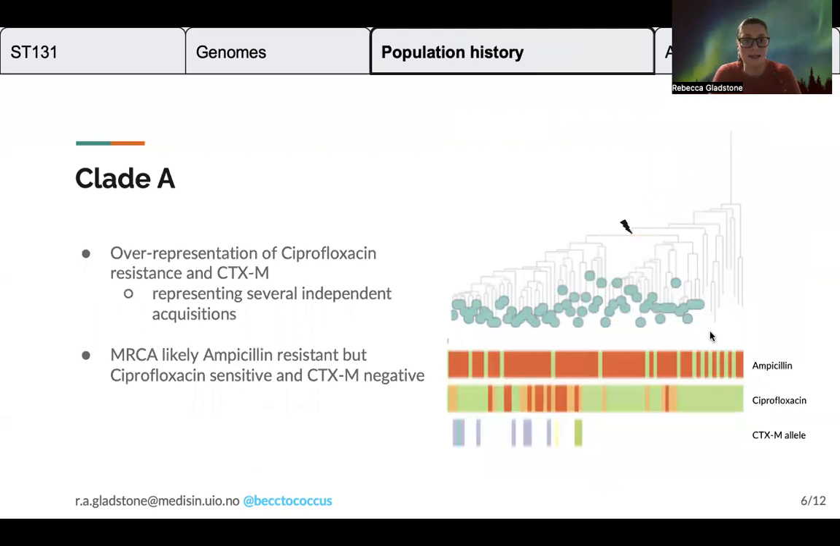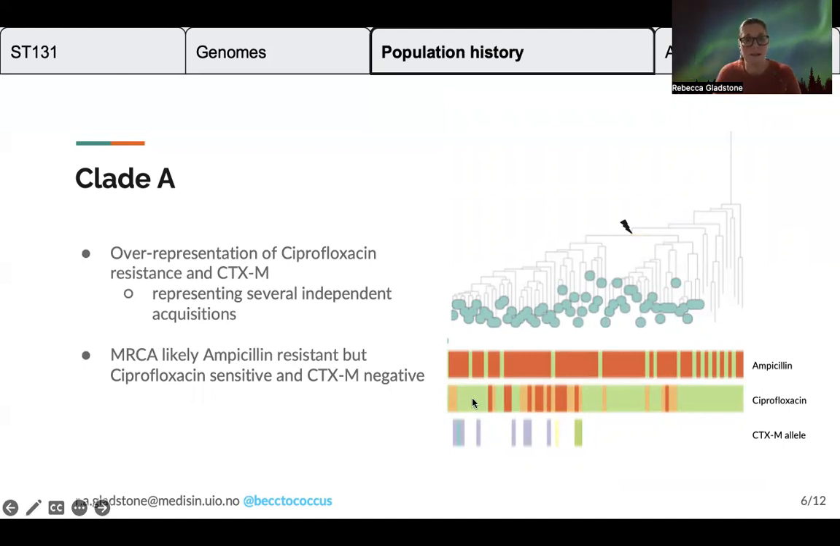So if we look at clade A, we have the tree on the right here. The whole tree is shown for clade A, but then we have this probable expansion on this branch, in which most of clade A sits. We have ampicillin resistance across most of the tree. And we have an overrepresentation of ciprofloxacin resistance in the expanded part, along with CTXM positive isolates.